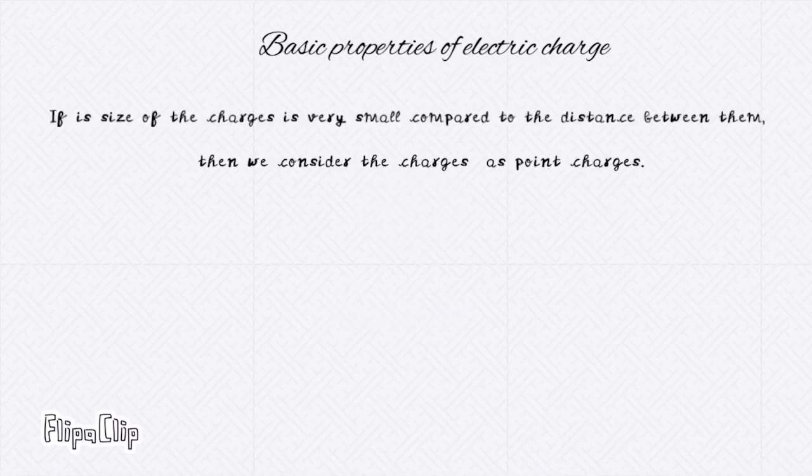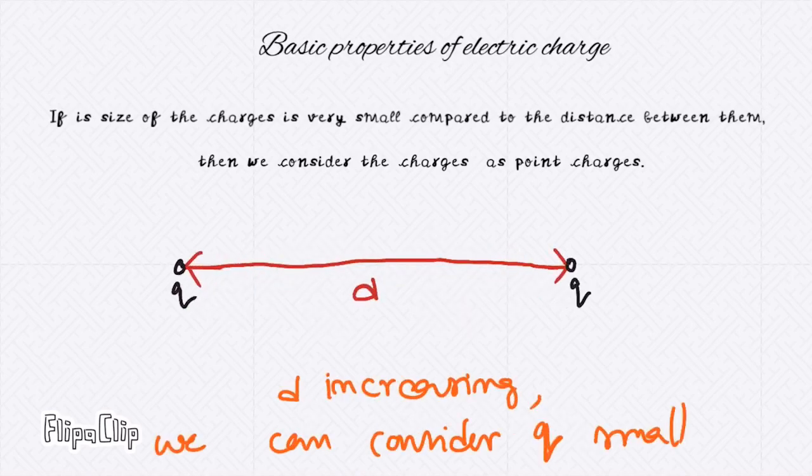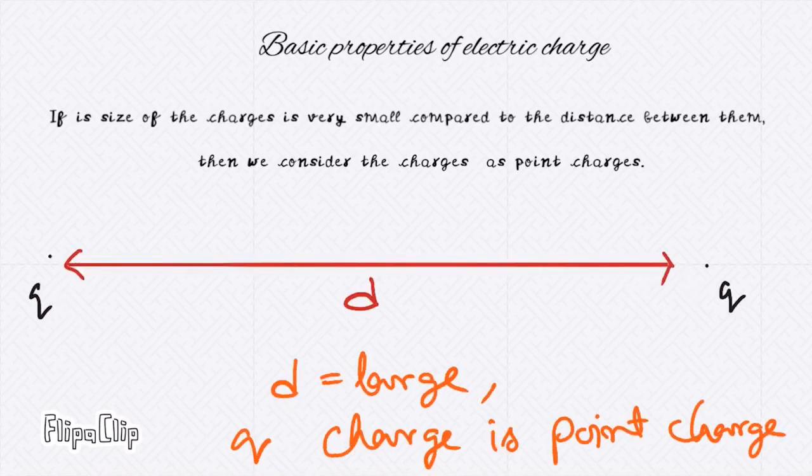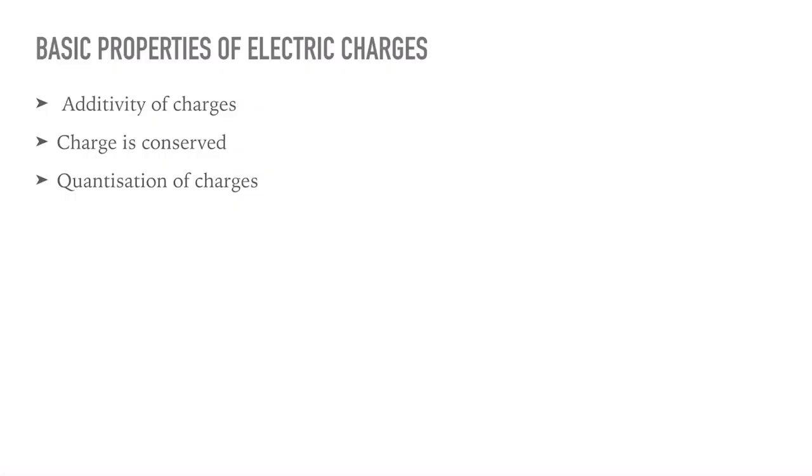Now there is one more important point. Let's say there are any two charges. If those two charges are far apart from each other, if the distance between them is very big, then as the distance increases, we can consider the charges as point charges. By point charge, I mean that we assume there is no dimension of that charge, it is just a point in space. Now let's talk about the basic properties of electric charges.